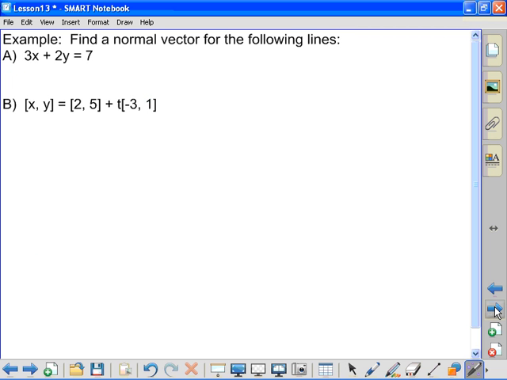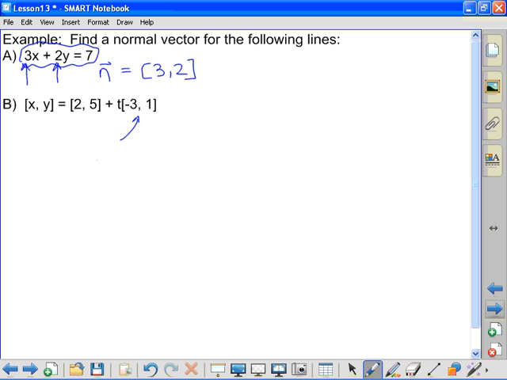All right, so the next example, find a normal vector for the following lines. Really nothing complicated here. What you realize is this is in standard form already. So my normal vector comes from the coefficients on the x and y, so 3 and 2. So that's done.